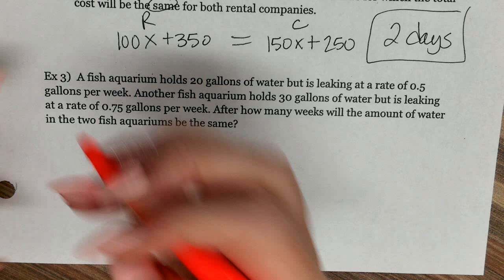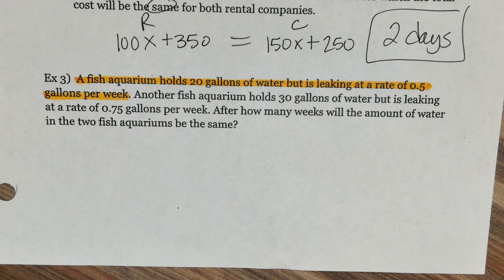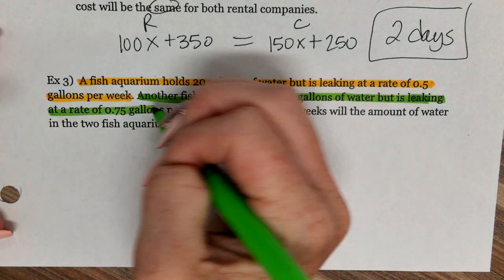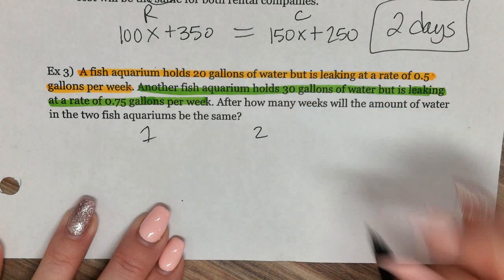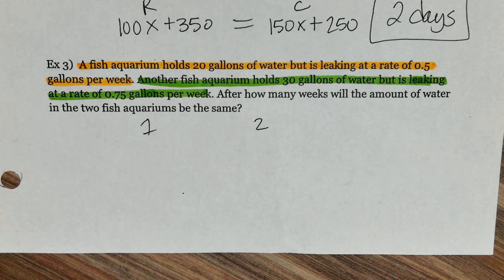All right, so we have the first fish aquarium and the second fish aquarium. I'll just say 1 and 2. So this will be 1, this will be 2. All right, the first fish aquarium holds 20 gallons. Is that a rate or is that the starting amount? Is that a positive value? It's 20 gallons. Yes? Everybody with me? But it's leaking at a rate of 0.5 gallons per week.